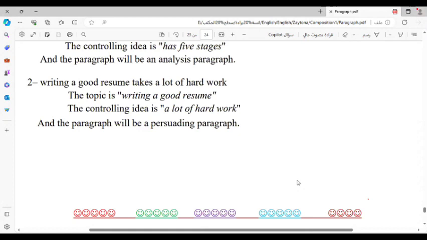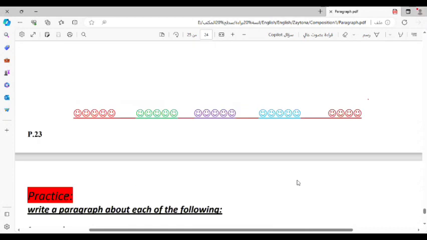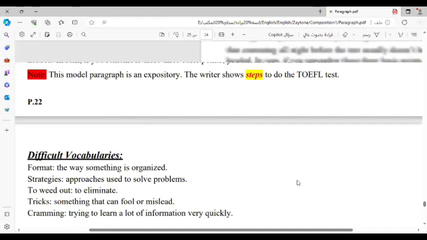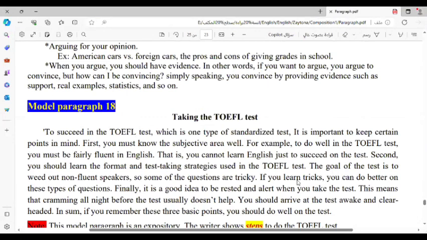Okay. Do you have any questions concerning the paragraph or concerning the types of paragraph? We talked about the 3 types of paragraph. Last time, we talked about narrative. Okay. In this lecture, we talked about descriptive and expository. And now, we have finished the course.